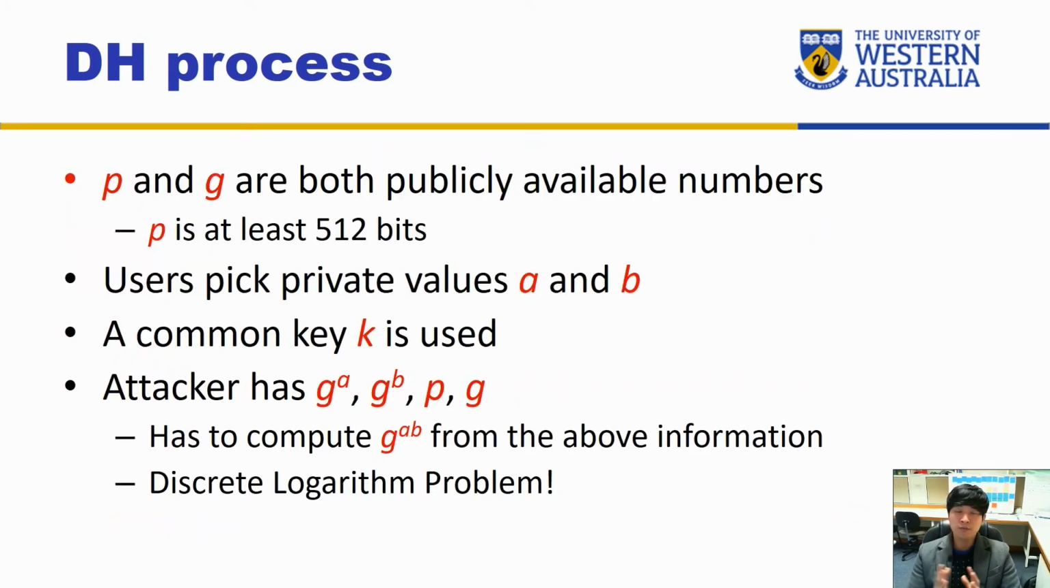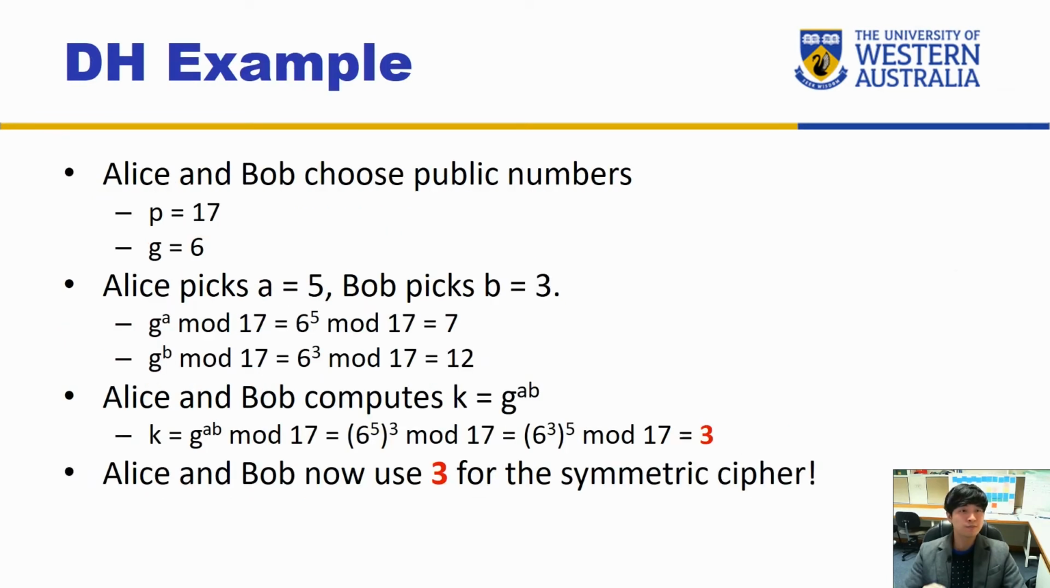Okay, but if you only have g to the a and g to the b, it is very difficult to compute g to the ab, because you either have to crack a or b. Okay, so this is the discrete logarithm problem, where you have the product value already, but you don't know what the power value used was. Okay, so let's have a look at an example.